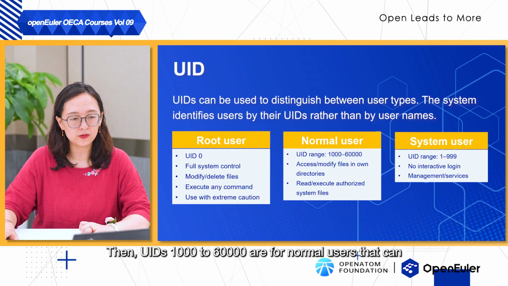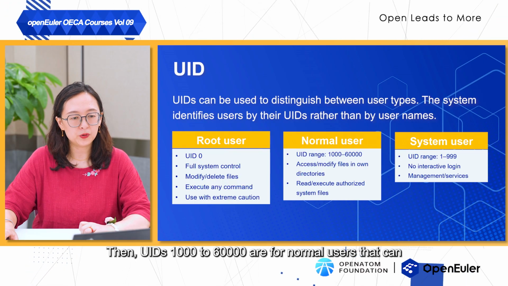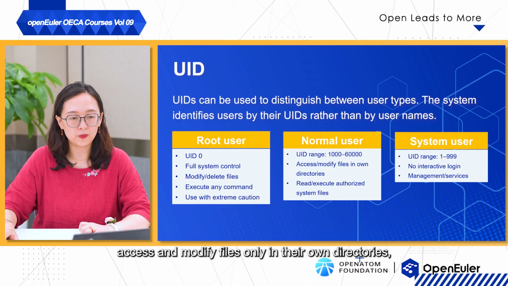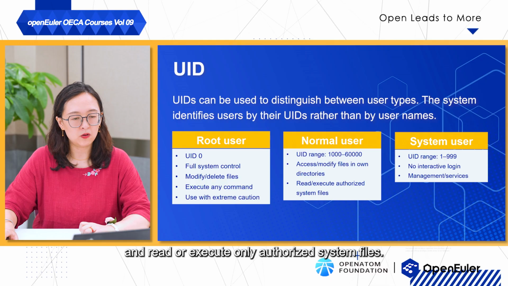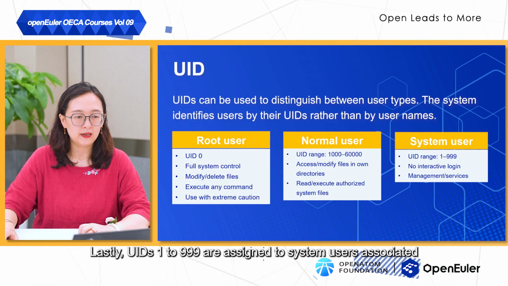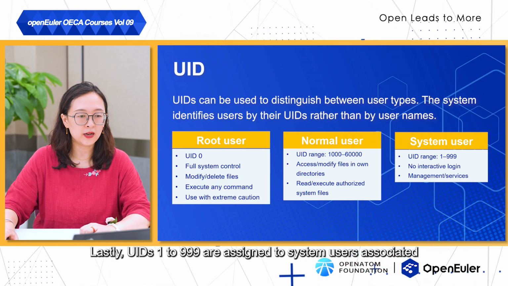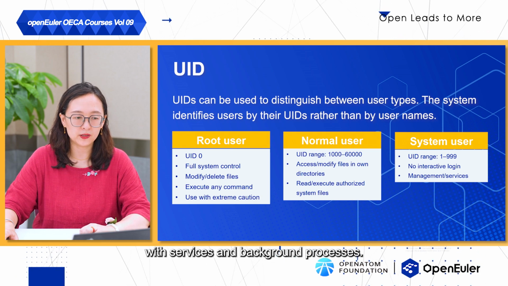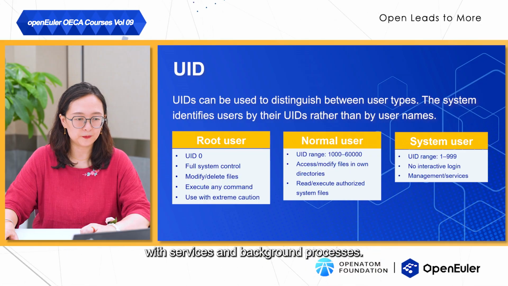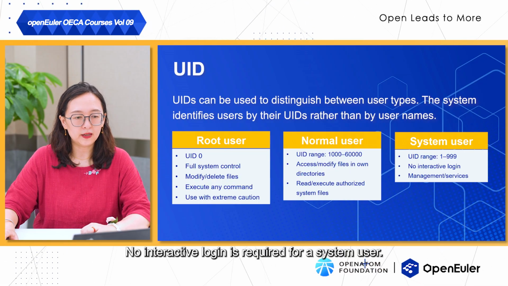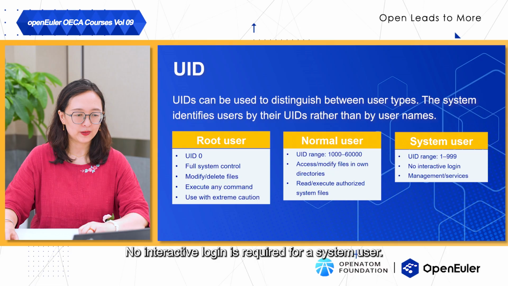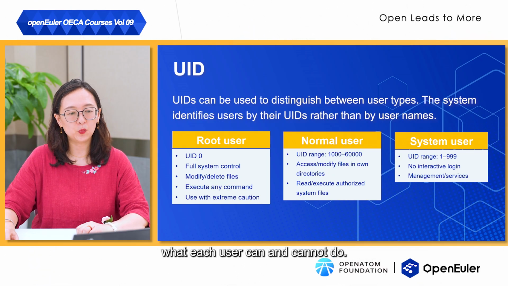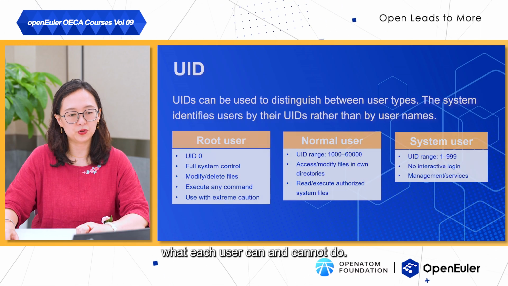Then UIDs 1000 to 60,000 are for normal users that can access and modify files only in their own directories, and read or execute only authorized system files. Lastly, UIDs 1 to 999 are assigned to system users associated with the services and background processes. No interactive login is required for a system user, so UIDs help the operating system enforce security by defining what each user can and cannot do.